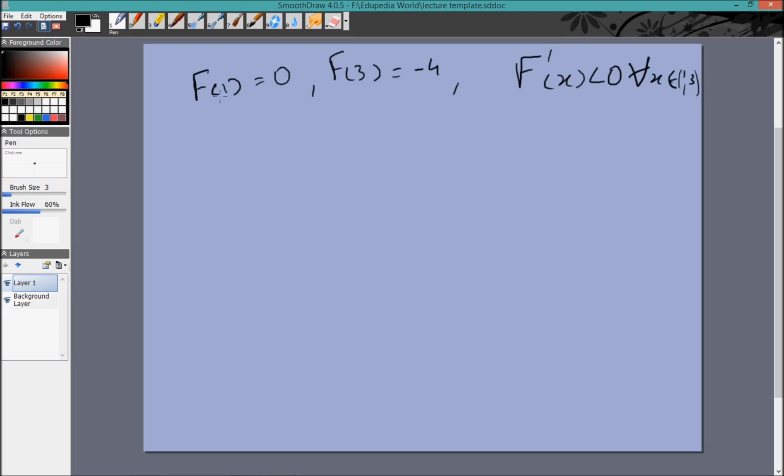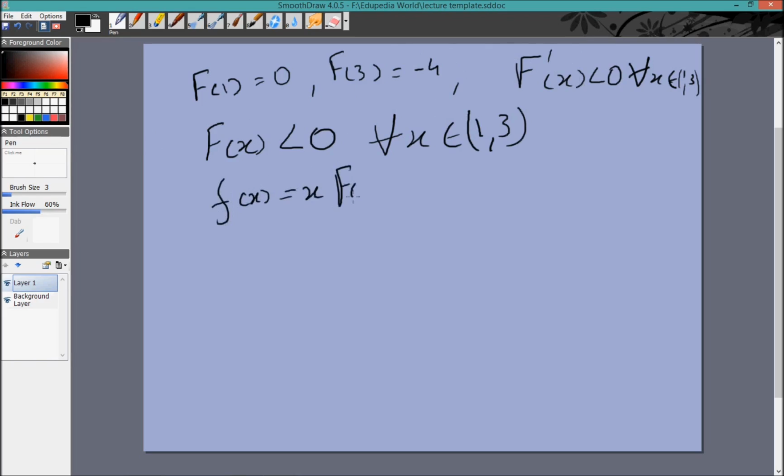So if f of 1 is 0 and f dash x is negative, that means f of x is decreasing. That means f of x has to be less than 0 for all x between 1 and 3. Right, 1 is not included in this case, 3 we don't care about. Right, because f of 1 is 0, but as we go further out away from 1, f of x decreases. So it has to be less than 0 for all cases. We are interested in the function capital F of x, which is x times f of x, and we want to find the derivative of this function.